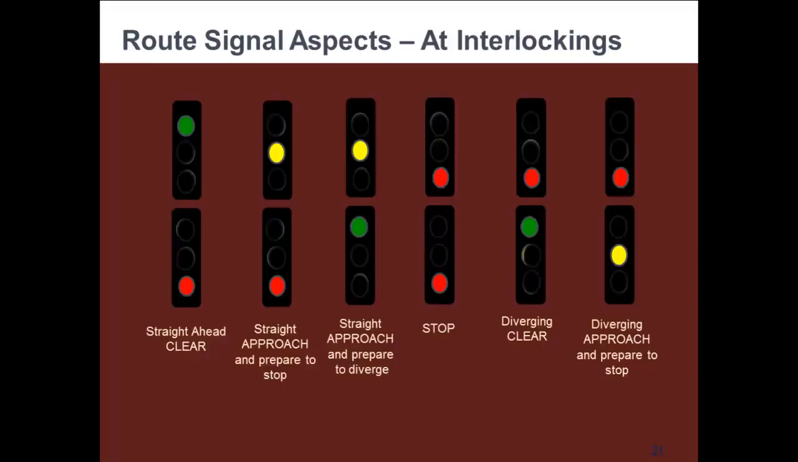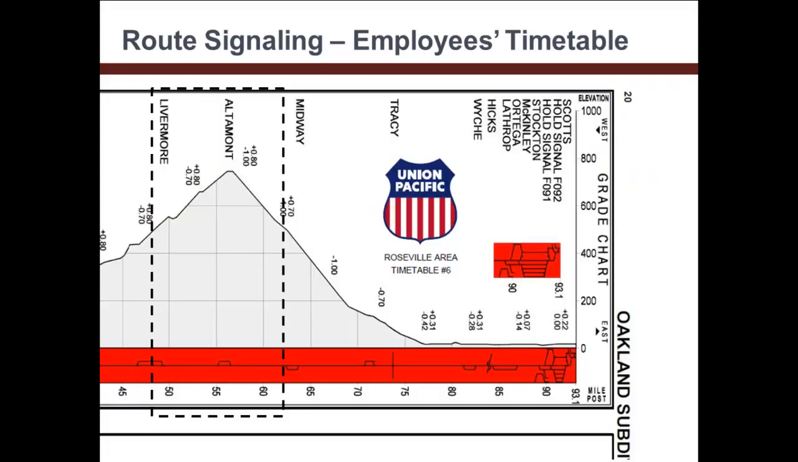All right, so as we previously said, route signaling is used in the western part of the U.S. Let's talk about the signal aspects in route signaling. The signals at interlockings typically have 2 heads. The top head for a straight-through move and the bottom for diverging moves. For example, the first signal aspect on the slide, green-red, means straight ahead, clear. There are many more than the ones shown in the slide, but we just wanted to give you examples. Bear in mind these signals only tell the train whether to go straight or to diverge. They don't indicate the allowed speed. On the next slide, we will see how speed limits are conveyed in route signaling systems.